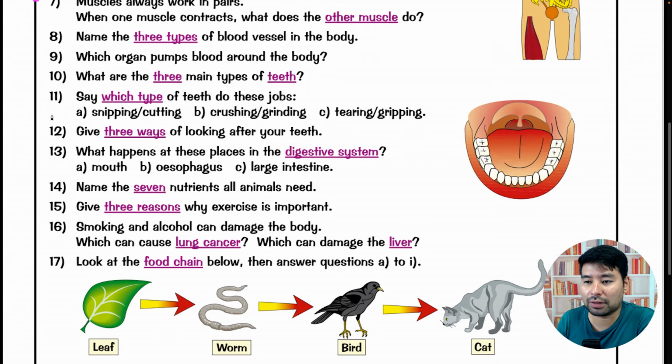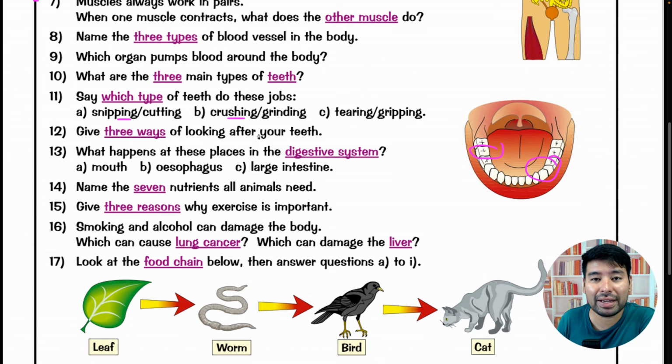Number 11. Say which type of teeth do these jobs. So snipping and cutting, crushing, grinding, tearing, gripping. So how can I say which type of teeth does this job? So give me the name, for example. This one here does this job. I don't know, this one does this job. And example, right? Por exemplo, só nesse faz esse trabalho.